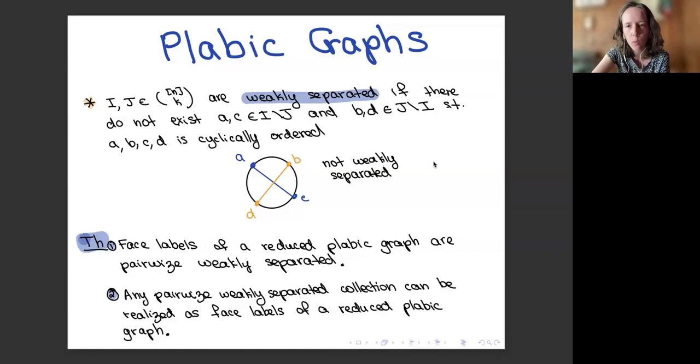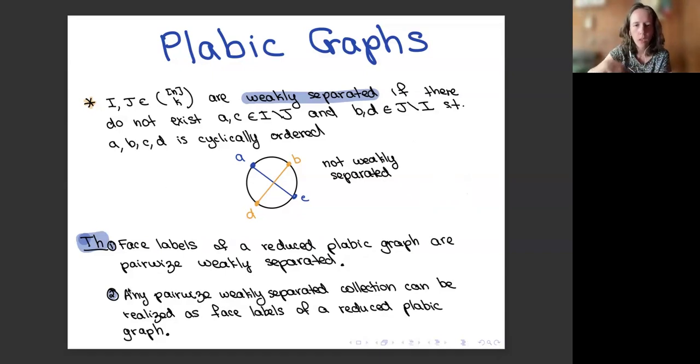So weakly separated would mean I would have a circle here. I would put things in I but not J on this side, and things in J but not I on the other side, and I'd be able to separate them on the circle. The things which are in both can be sporadically around, but I would be able to separate I's from J's. Okay, so that's my weak separation condition.